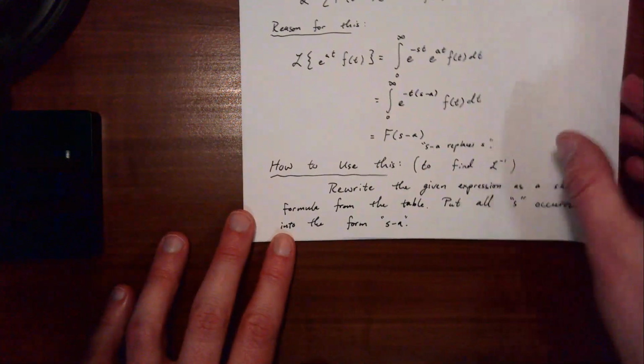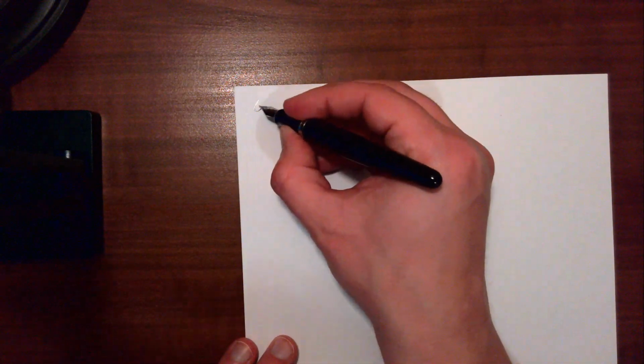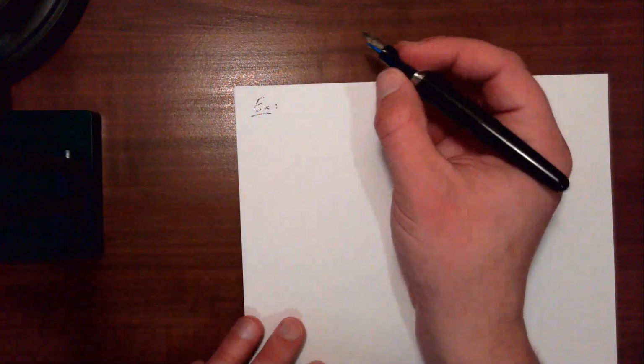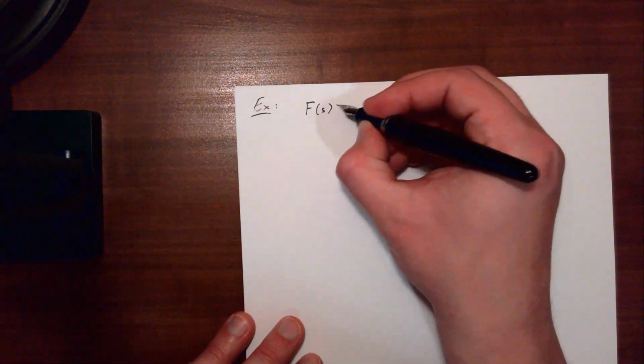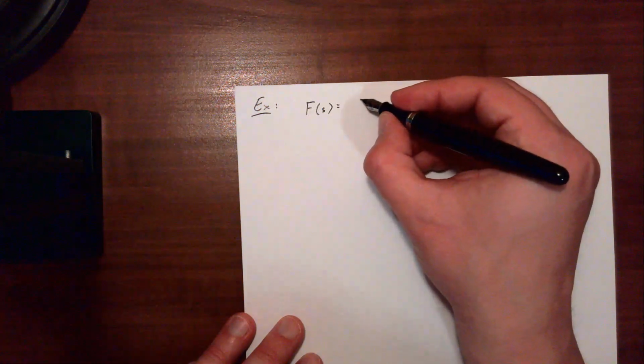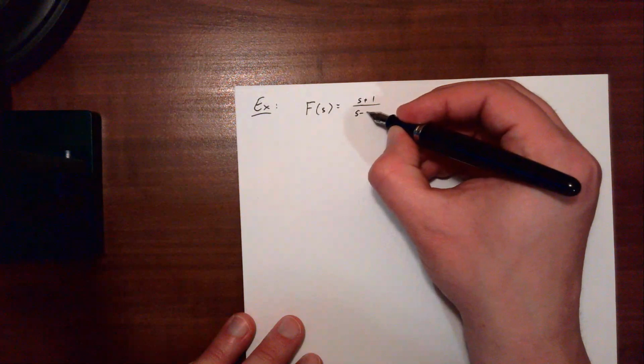All right, let's see this in an easy example, and then we'll see this in a harder example. So sometimes this goes down pretty smooth, sometimes it is a little bit more involved. So let's see it in each case. So, example. F of s, capital F of s, is equal to s plus 1 over s minus 1 squared.